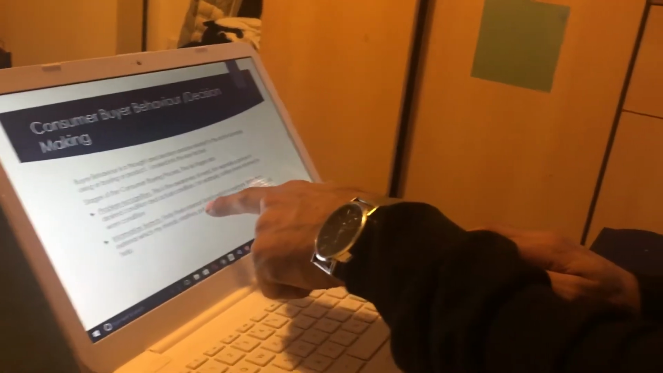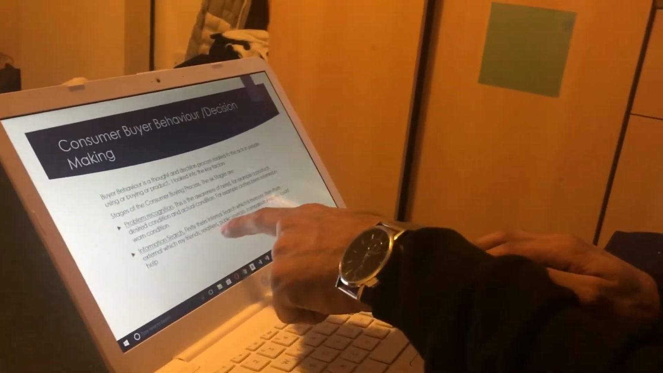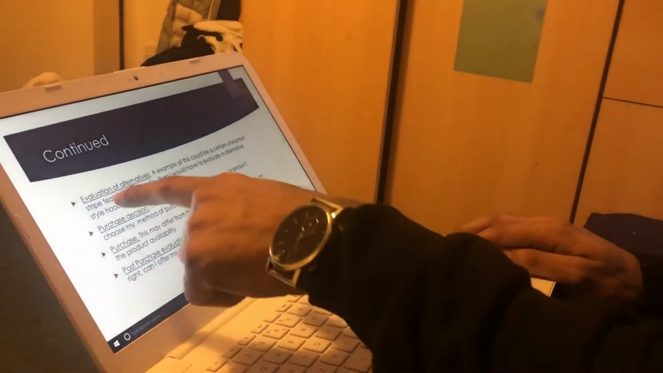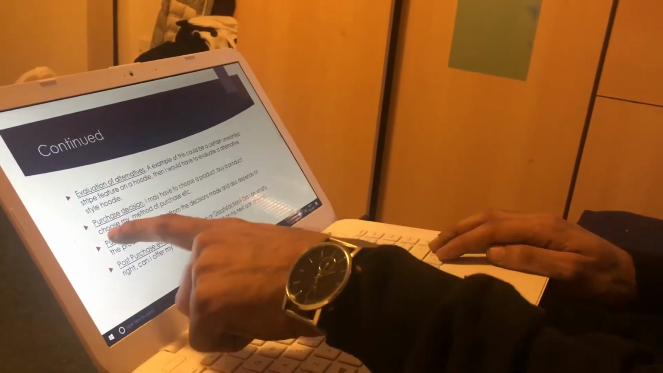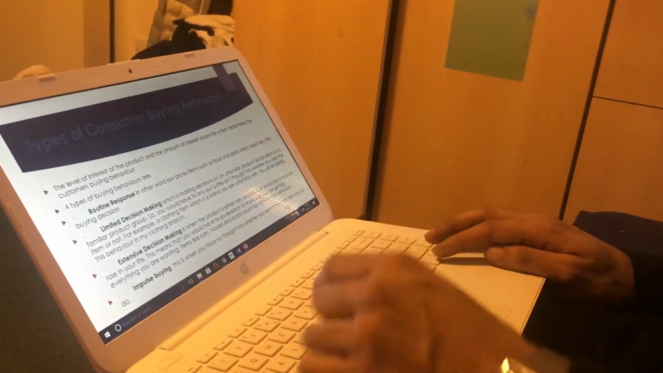Information search. Firstly, there's internal search, which is memory. Then there's external, where friends, relatives, public sources and comparison shoppers could help. Continued: then there's evaluation of alternatives, purchase decision, purchase, and post-purchase evaluation.